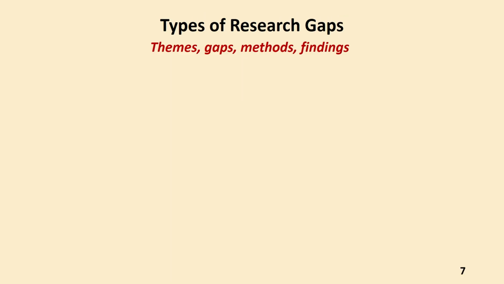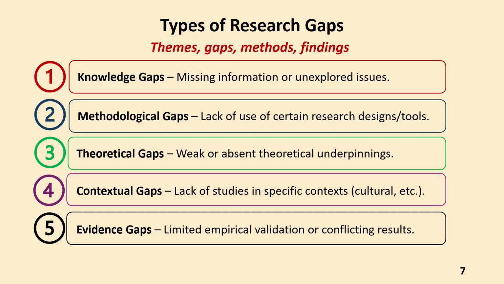Types of research gap. Another interesting thing, what are the types of research gap? Themes, gaps, methods and findings. Knowledge gap, missing information or unexplored issue, as I have just discussed. Missing information, somewhere when you find that there is a lack of information in certain research related to methodology, variable, population or any unexplored issue, you can coin it as a knowledge gap.